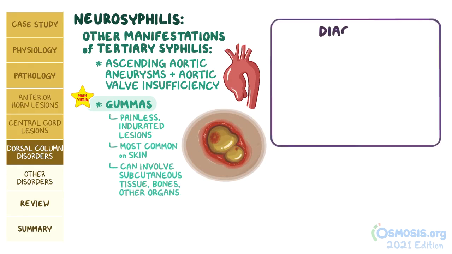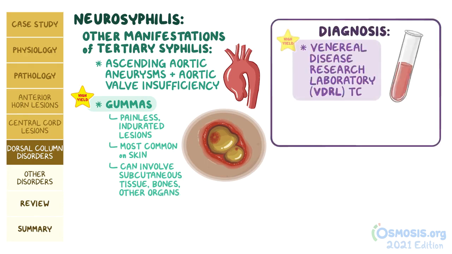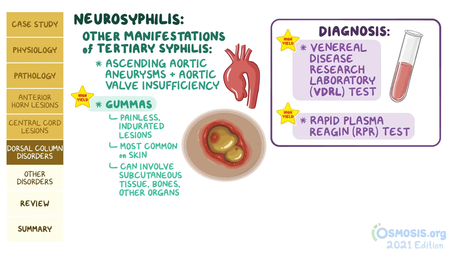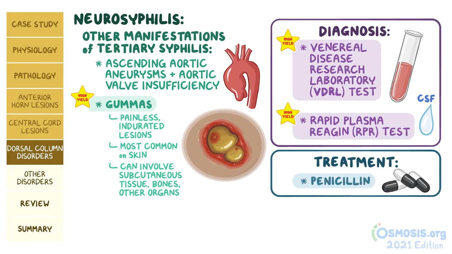Okay, now if neurosyphilis is suspected, a venereal disease research laboratory, or VDRL test, as well as a rapid plasma reagent, or RPR test, can be obtained from the CSF. The main treatment is penicillin.